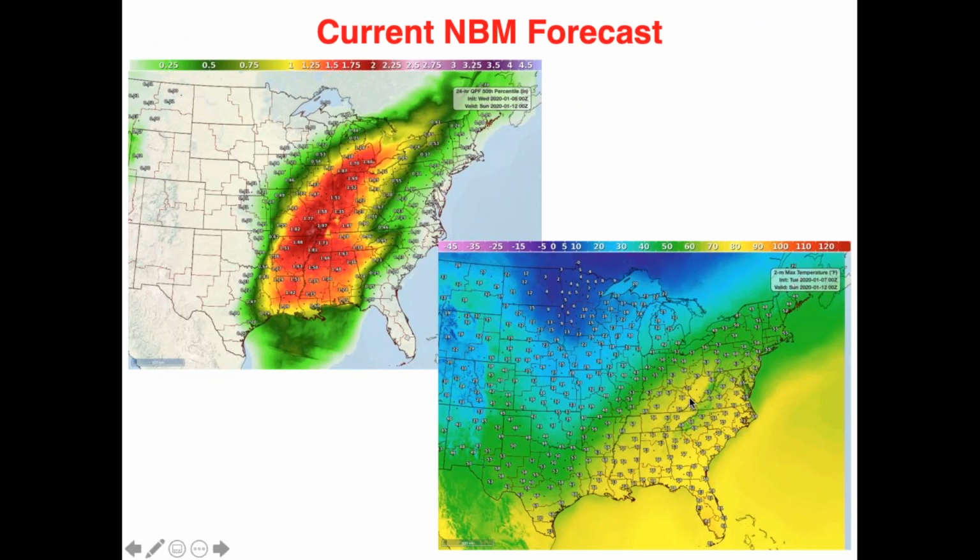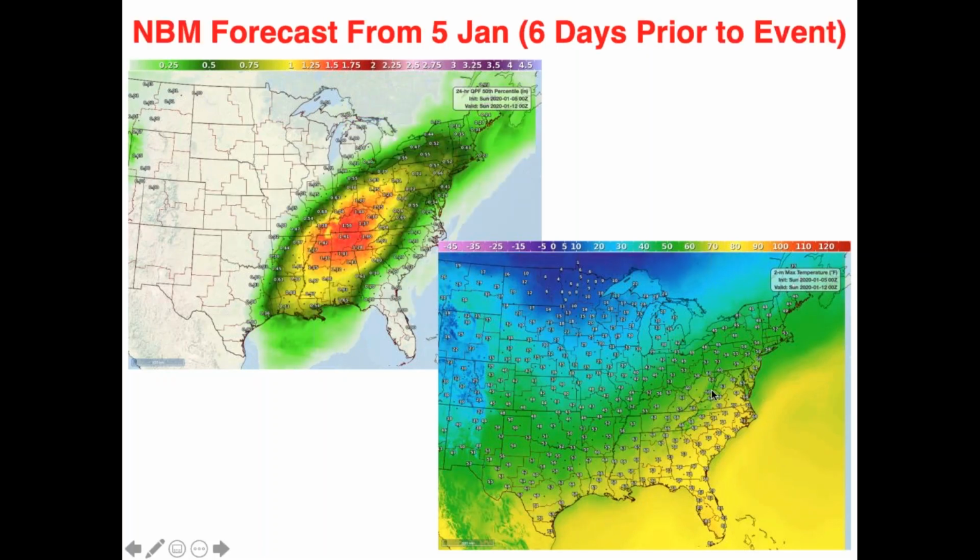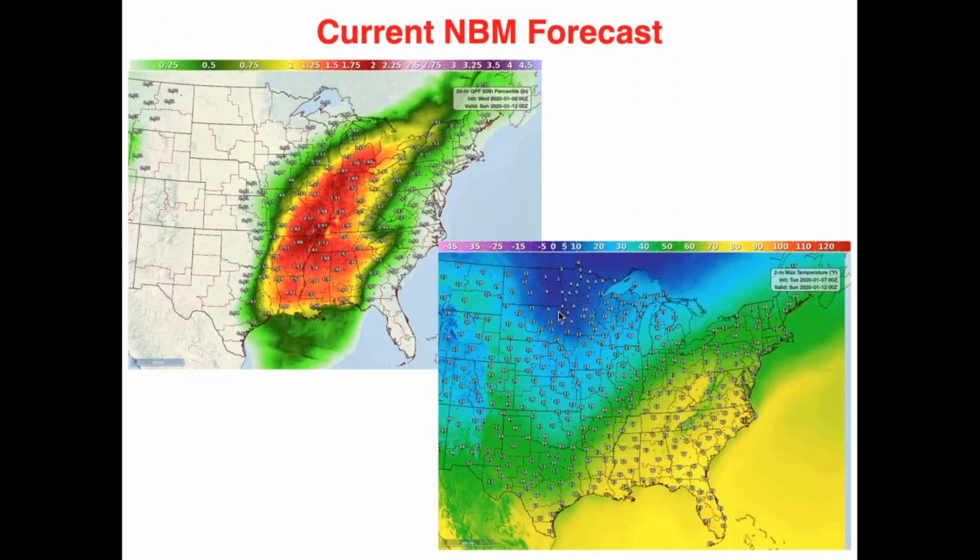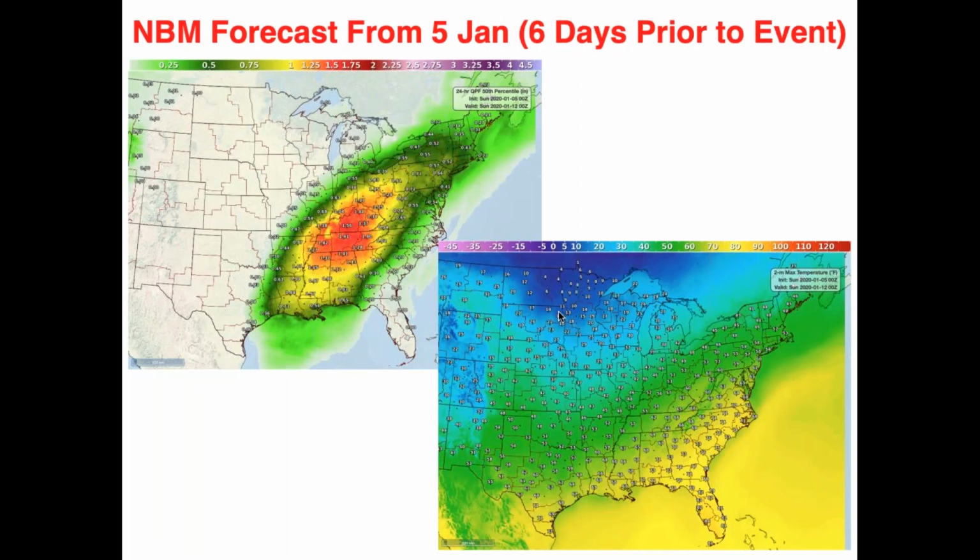Also looking at the temperatures, especially over eastern Kentucky, the current forecast is now for temperatures in the 60s to maybe even low 70s. On January 5th, the NBM was predicting temperatures to be much cooler, a lot of 50s and maybe low 60s. And looking here in southwestern Minnesota, the forecast from 5 January was forecasting temperatures in the upper teens to low 20s, whereas now the NBM is much cooler and it's looking more like single digits to lower teens.